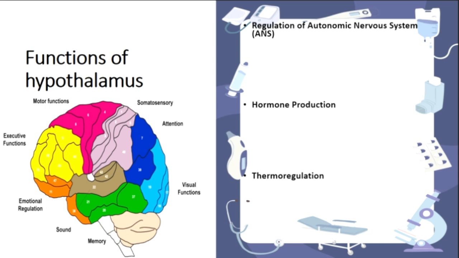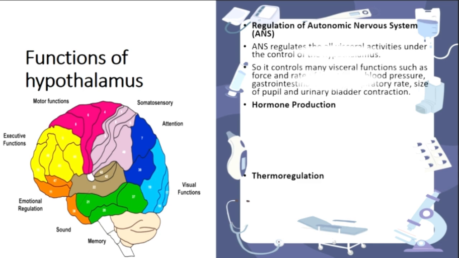Okay, very simple, right? They consist of these types of nuclei. Just remember some of them, you don't need to write all of them, remembering some nuclei is enough for writing. Next we can go to the functions of the hypothalamus.